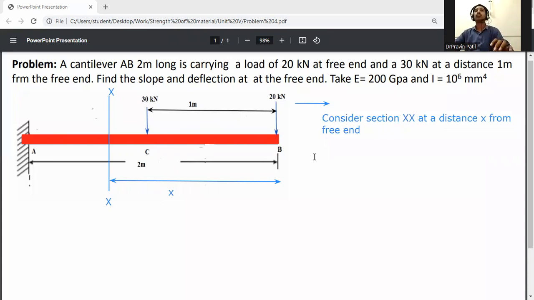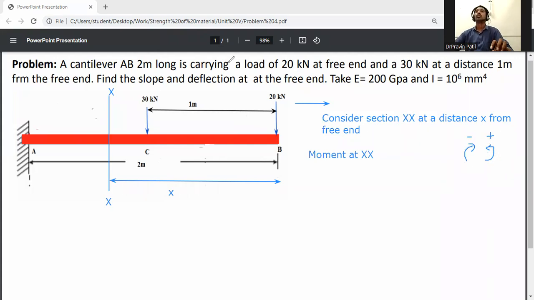Now the moment at XX. Clockwise moment will be taken negative and anti-clockwise positive, because all the load is on the right side of the section XX. That's why, by assumption, when it is clockwise it will be taken negative, and when anti-clockwise it will be taken positive.